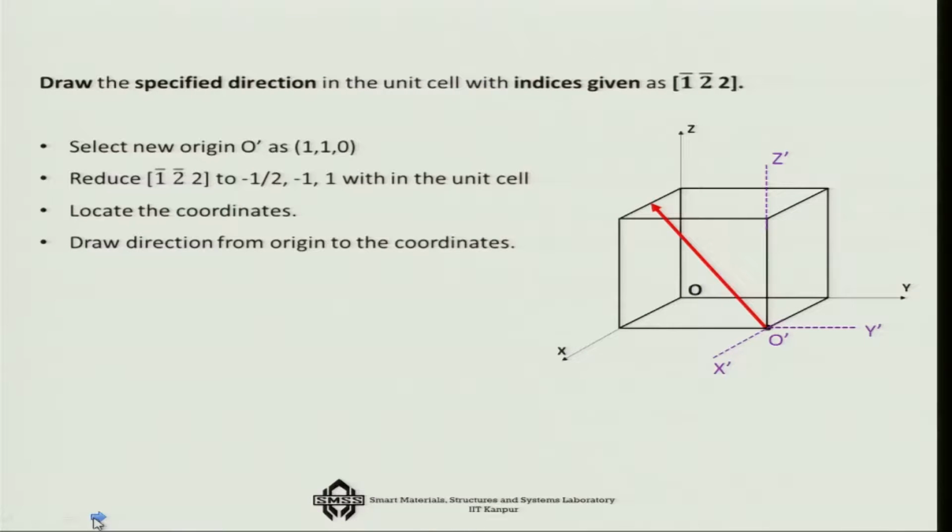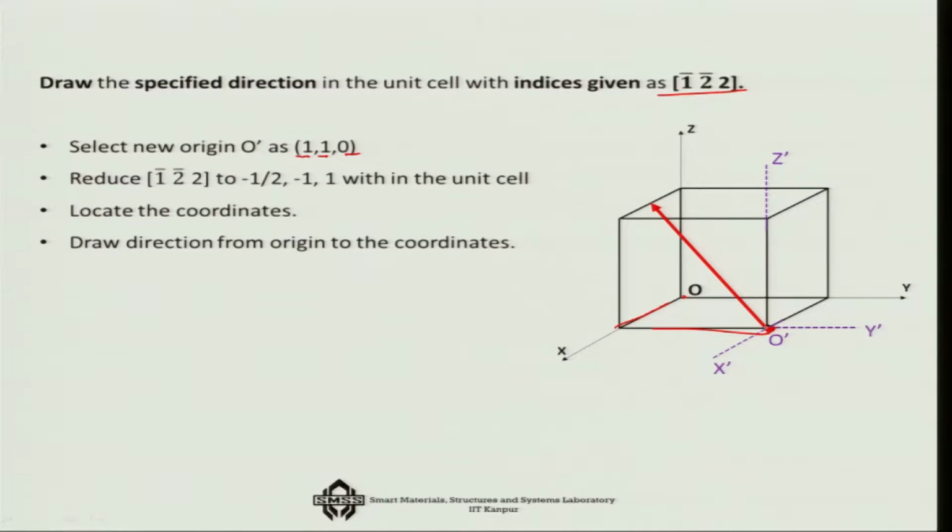Suppose I give a negative 1 now, 1 bar, 2 bar and 2. So, now I have to select the new origin, and we said that if there is a bar, then you put 1, 1, and there is no bar means 0. That is what is my new origin. So, from the old origin, let us first go to x axis 1, and then y axis 1 and z axis 0. This is the new origin.